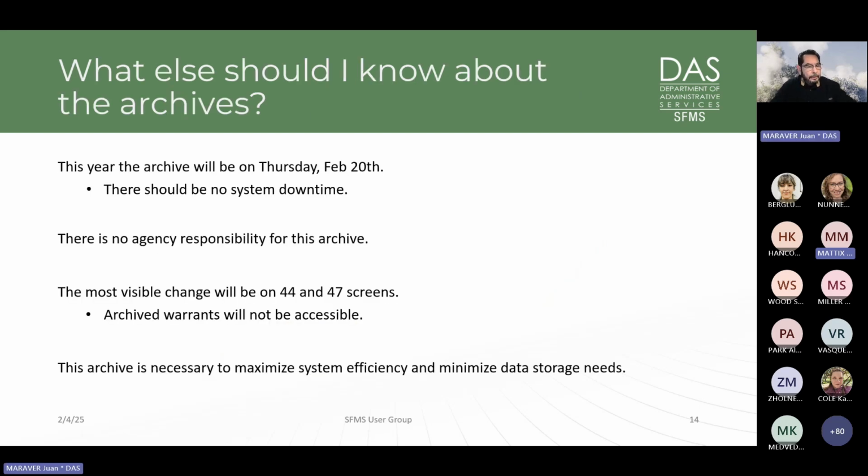The job runs every year, and this year is scheduled to run this Thursday, February 20th. There should be no system downtime. There's no agency responsibility for this archive. The most visible change will be on 44 and 47 screens. Archived warrants will not be accessible. This archive is necessary to maximize system efficiency and minimize data storage needs.